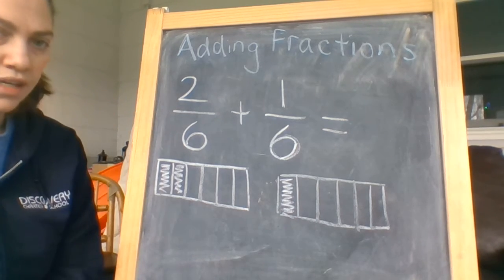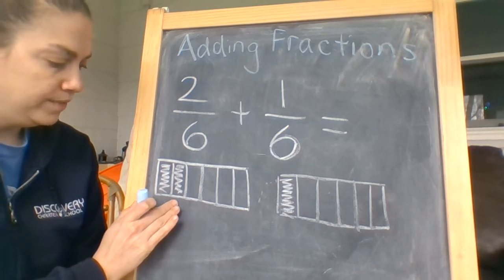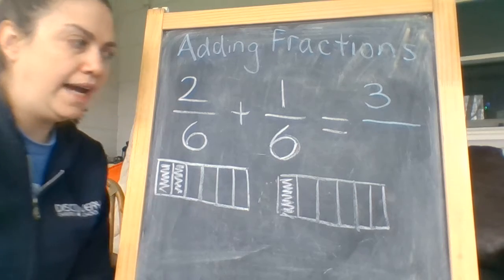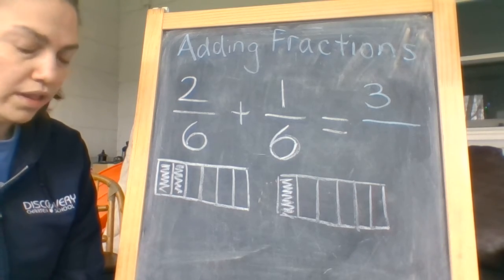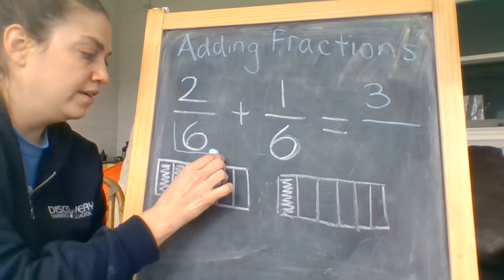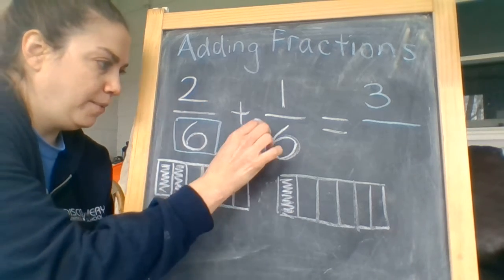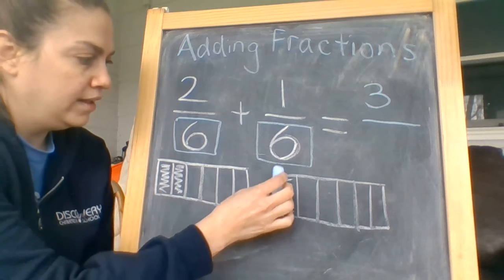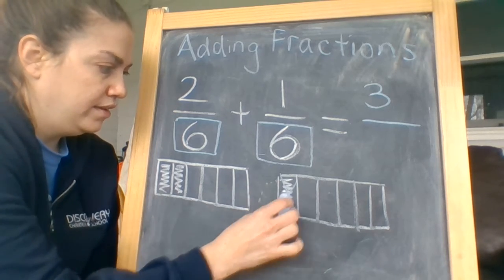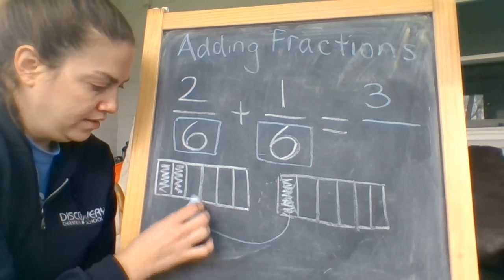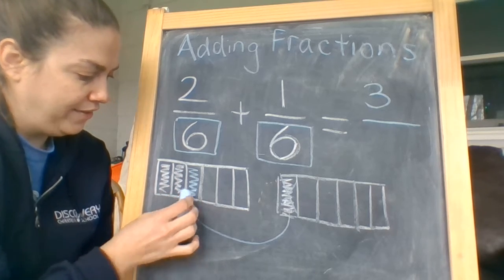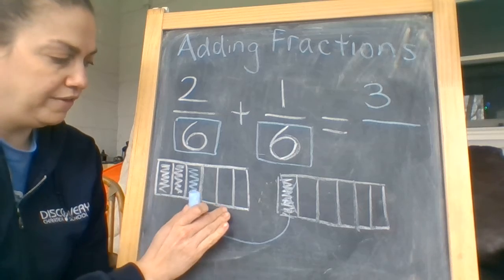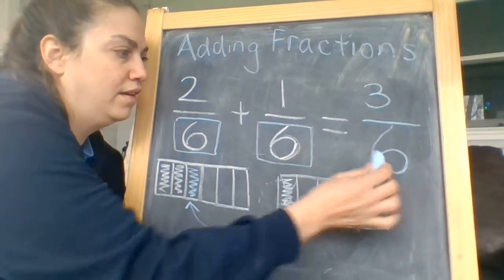How many parts do I have shaded in altogether? 1, 2, 3. How many parts are in one whole? That's my denominator. There are 6 parts in one whole. Again, I'm going to move this piece here. I have 3 shaded in. One whole is 1, 2, 3, 4, 5, 6 pieces.